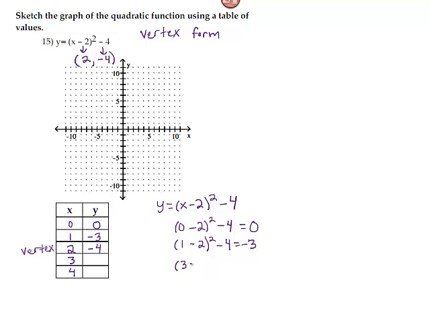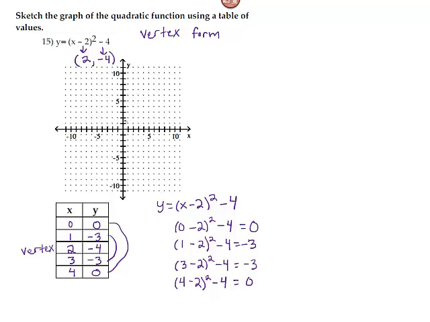Now plug in 3. So that gives us 3 minus 2 is 1. 1 squared is 1. Minus 4 is negative 3. 4 minus 2 is 2. 2 squared is 4. 4 minus 4 is 0. Now, what we just had happen here, where these two are the same and these two are the same, that should happen every single time if you actually work it out correctly.